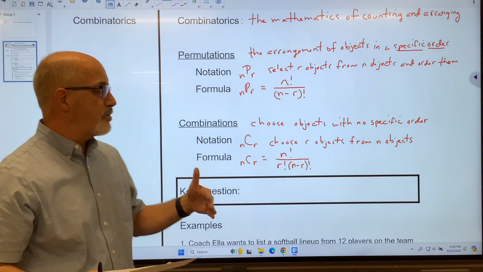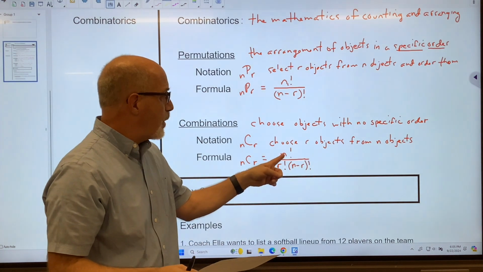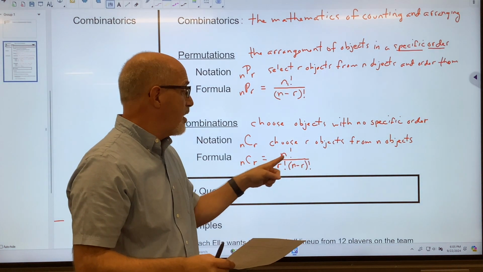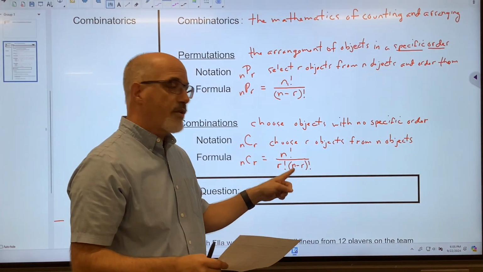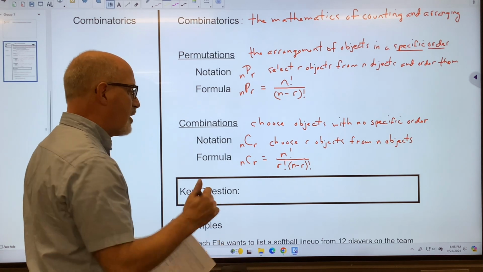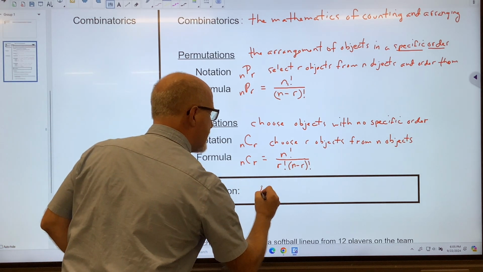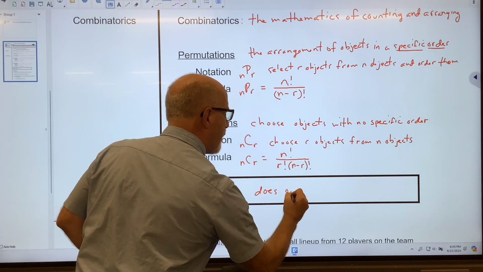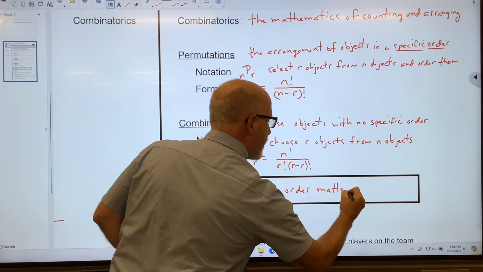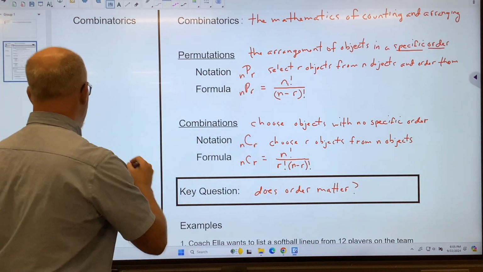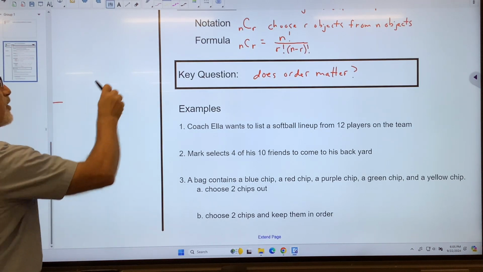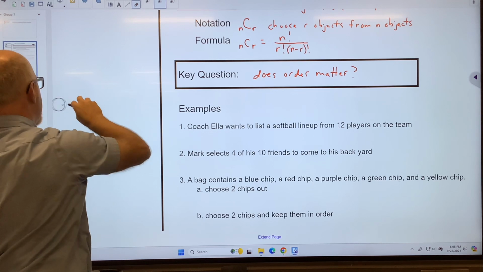So for our 22 students choosing 5, we'd have 22 factorial over 5 factorial, then 22 minus 5 would give us 17 factorial for that. All right, so the key question is, does order matter? You have to ask that question in the situation. If the order matters, you pick permutation. If order does not matter, you pick combination for it.